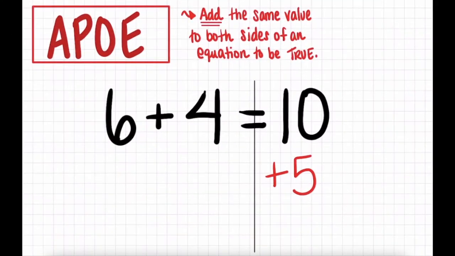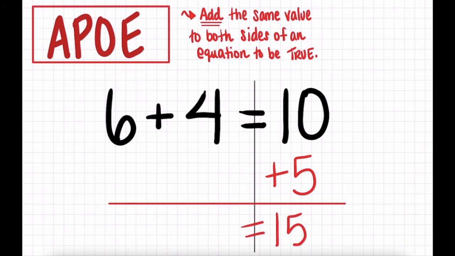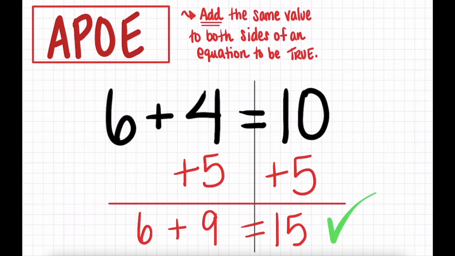Well, let's do a little trial and error. I'm going to go ahead and simplify the right side of this equation. 10 plus 5 is 15. Okay? Let's see what happens when I add 5 to the 4. 4 plus 5 is 9. Does 6 plus 9 equal 15? Yes, it does. All right, that worked out.